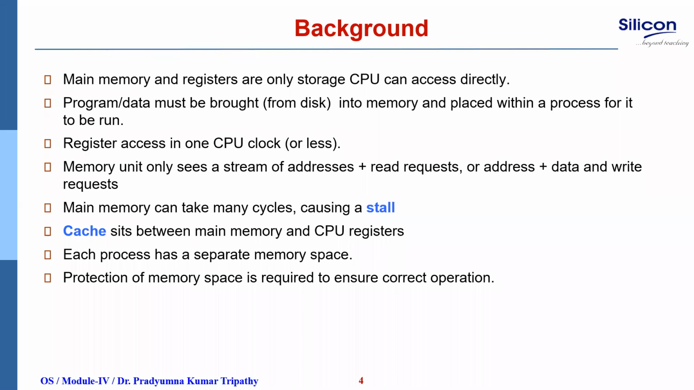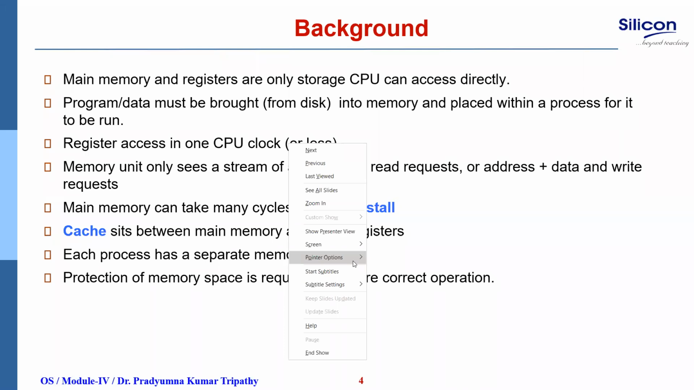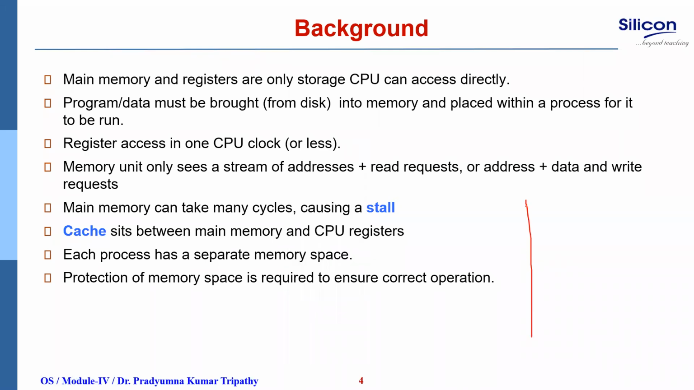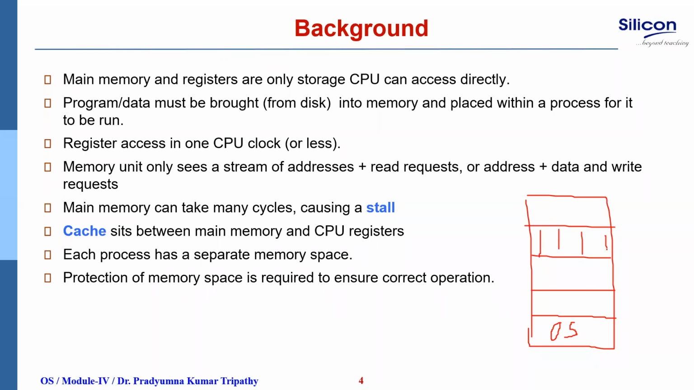Now, each process has a separate memory space. This line is important. Suppose this is your main memory. In main memory, one part is where your operating system resides, and in the rest of the part there might be multiple programs residing and executing. But every program has a separate memory space.